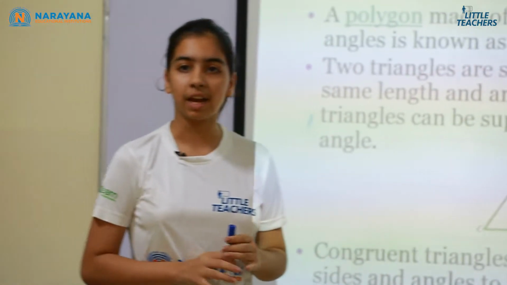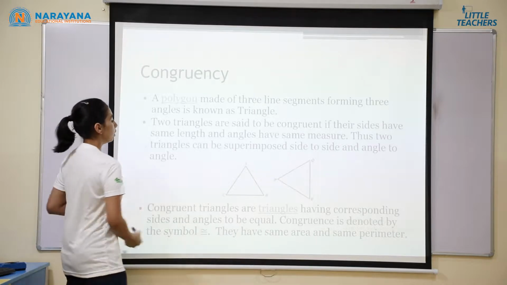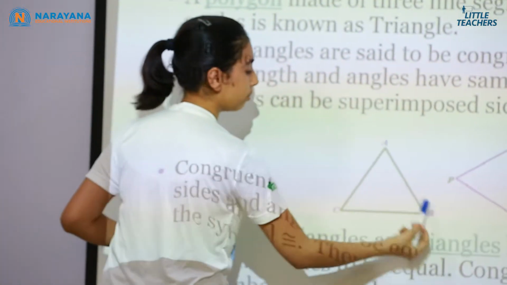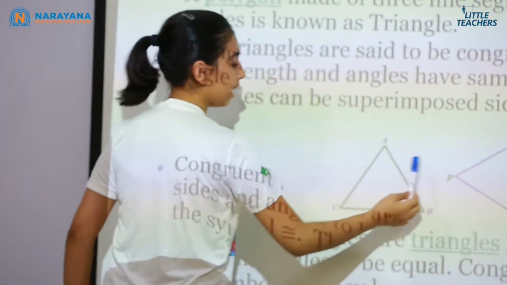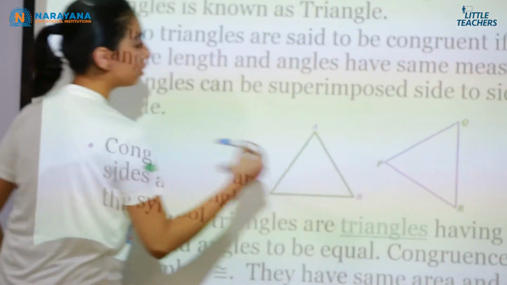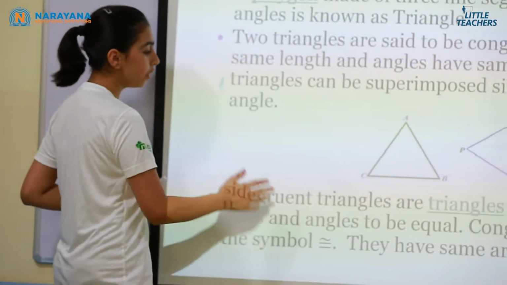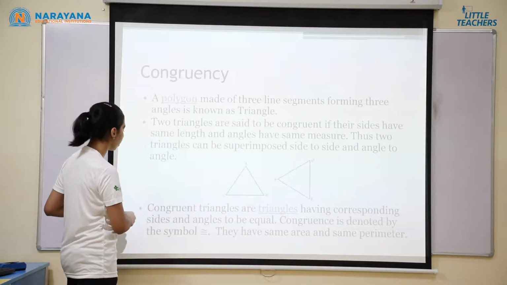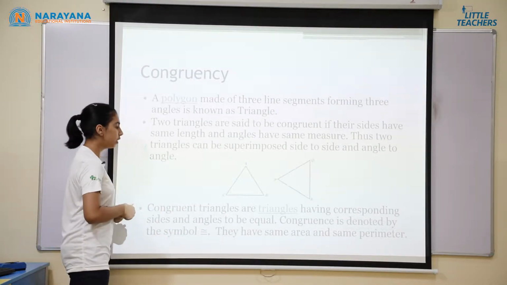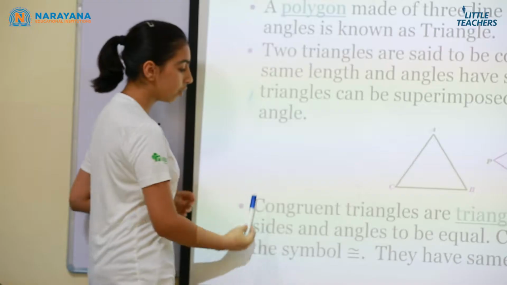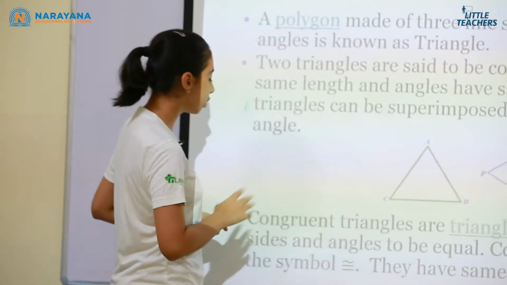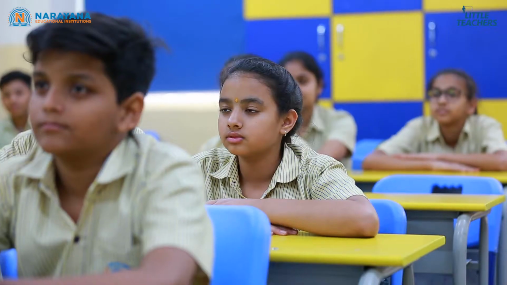This means that if we want to say 2 triangles are congruent, these 2 triangles should have the same length of sides and the same measure of angles. Both the corresponding angles and sides should be the same. Like here, congruent triangles are triangles having corresponding sides and angles equal. So the first key point here is that congruent triangles have corresponding sides and angles equal.